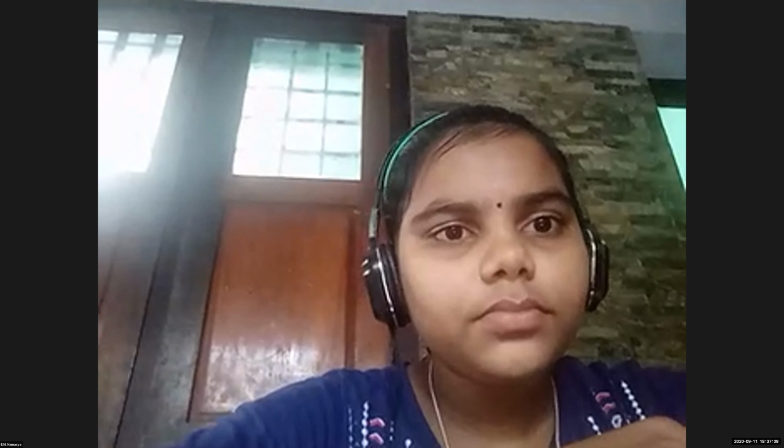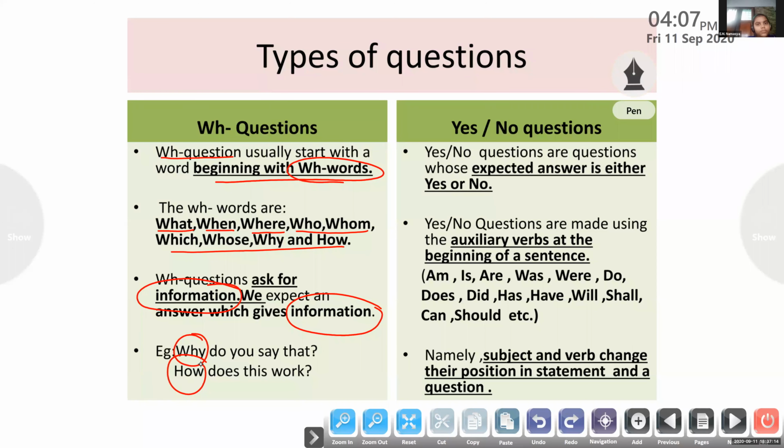Let me explain the yes or no question. We use it to get an answer of either yes or no. We use all the auxiliary verbs, like the do forms, the be forms, the have forms, and the modal auxiliaries, to frame a question. I have told you, children, it is easy for us to change a declarative sentence into a question by just changing the place of the subject with the verb and the verb with the subject. Clear?